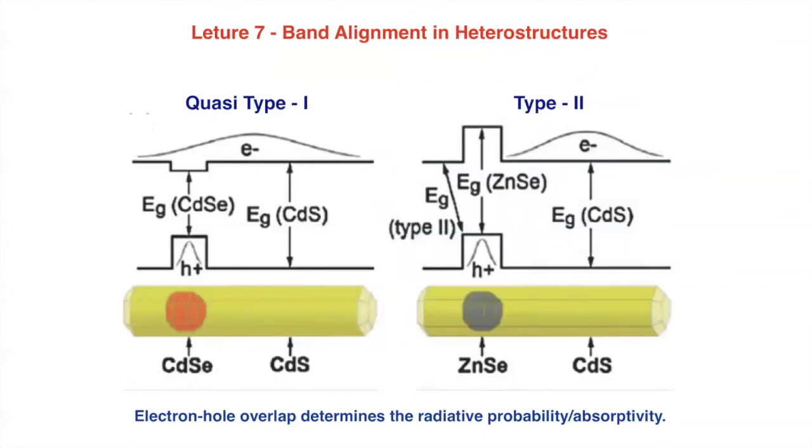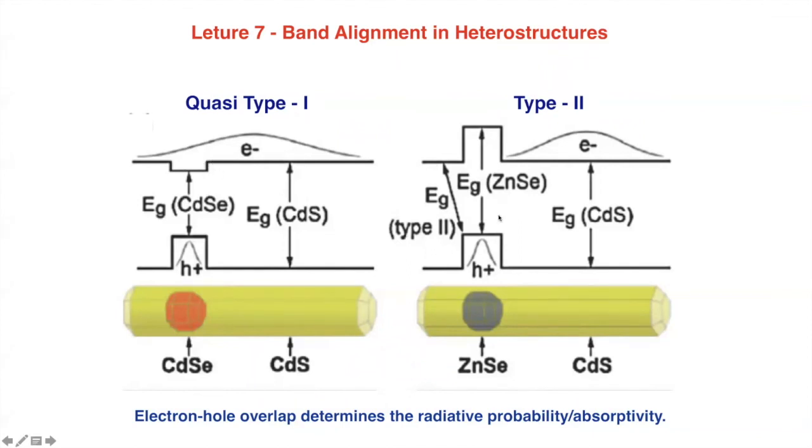One of them is the quasi type 1 situation where you have cad sulfide grown on top of cad selenide, and you have this gap for the cad selenide seed here, and then you have the gap for the cad sulfide region. And this is really a quasi type 1 because the electron and the hole both prefer the cadmium selenide, but the electron will actually delocalize over the entire rod because of the similarity of the band gap alignments in the structure.